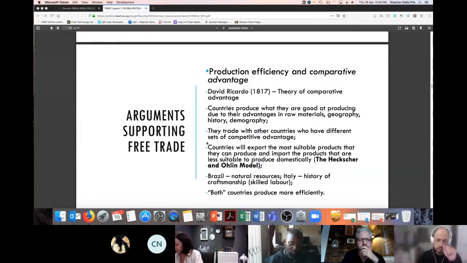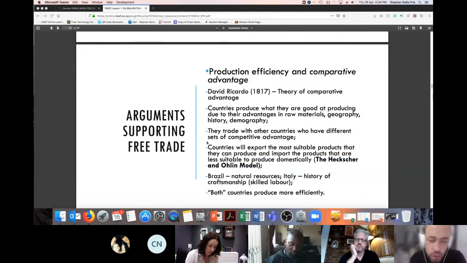Then we, of course, have the argument supporting free trade. The best argument supporting free trade is quite simple. It's comparative advantage. So economically, it should work out. Because if I, as a country, I'm forced to produce the best at what I'm good at.